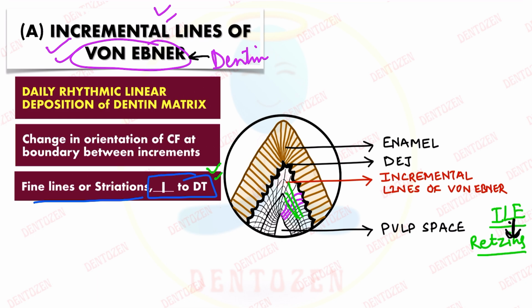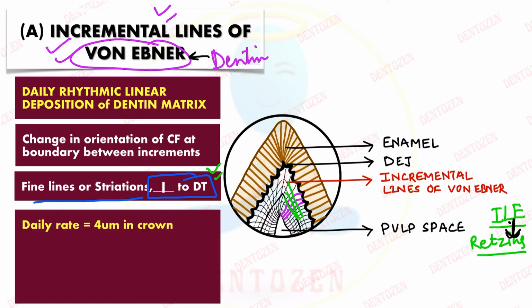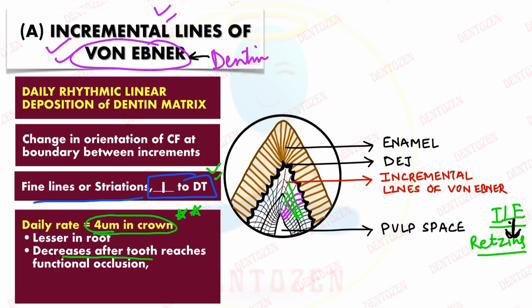Now, how much dentin is deposited daily? So daily rate of dentin is 4 micrometer in the crown. Important entrance and Viva question. But it is lesser in root. Also, it decreases after the tooth reaches occlusion. It is also slower and asymmetrical in secondary dentin.